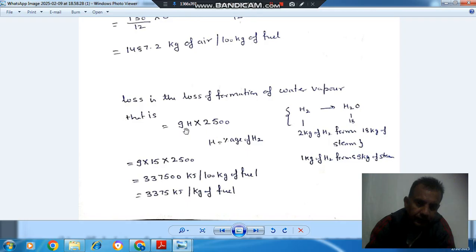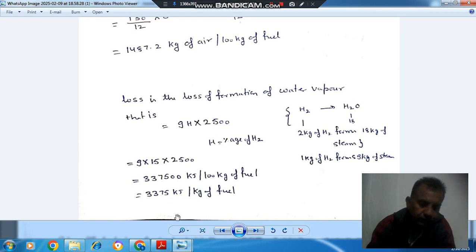So if we put H is equal to, H is percentage of H2, if we put H is equal to 15, then it will be 337,500 kilojoule per 100 kg of fuel, or 3375 kilojoule per kg of fuel. Okay. So that is the heat loss due to vapor formation.